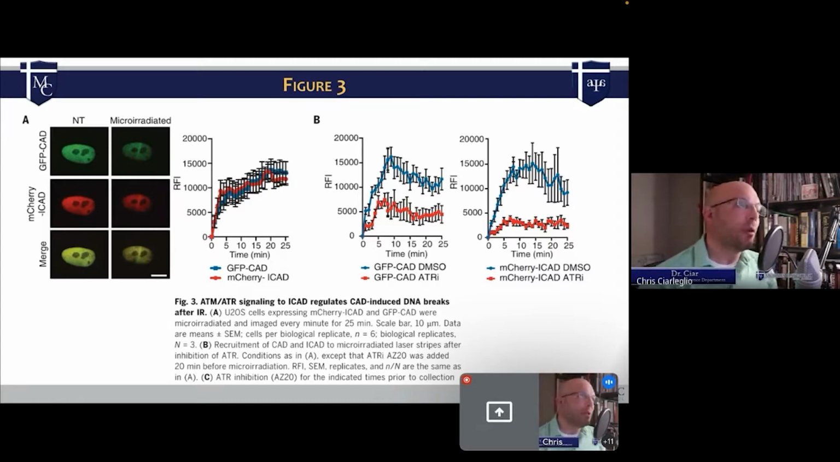So in B, the one on the left is an inhibitor for CAD. The other one is ICAD. Both of them, you see, are depressed. The lines are depressed, which means that it is ATR that is the pathway through which CAD is working. I think that's the simplest way to say it.